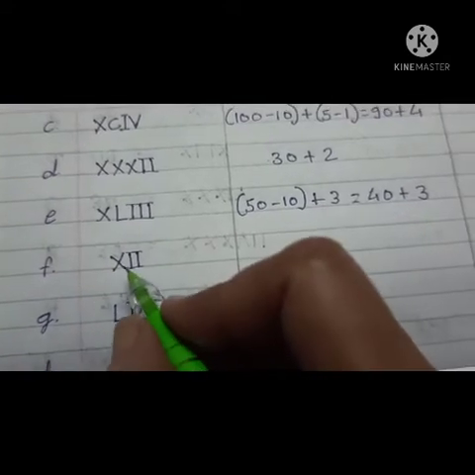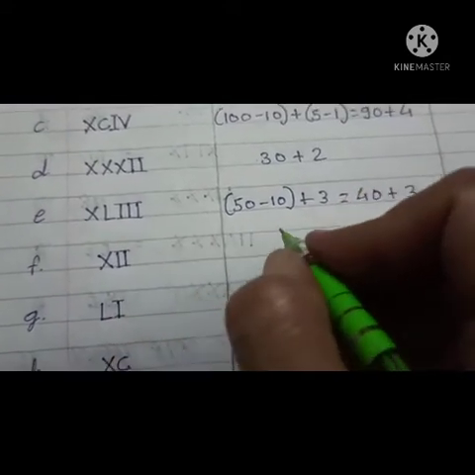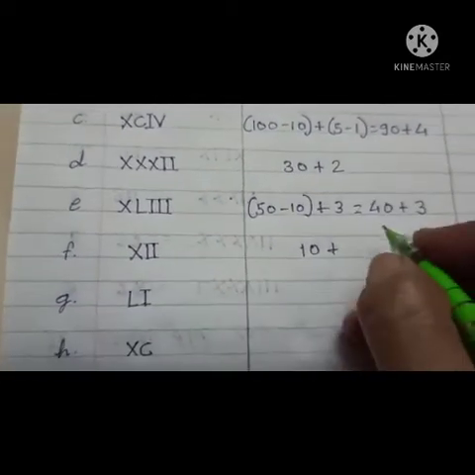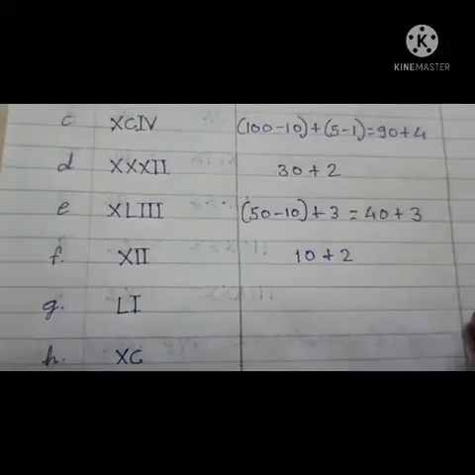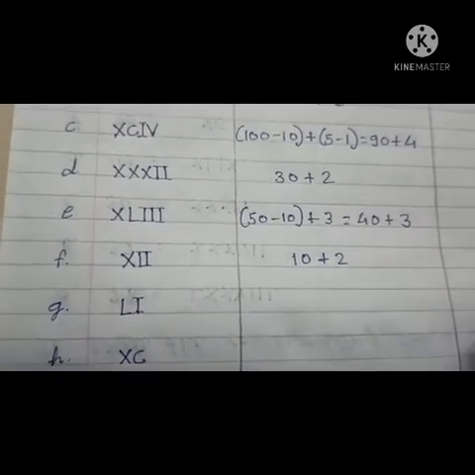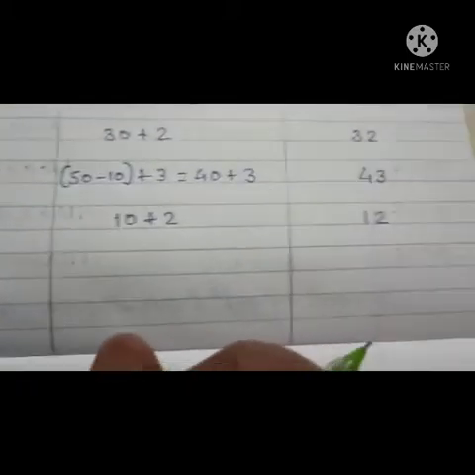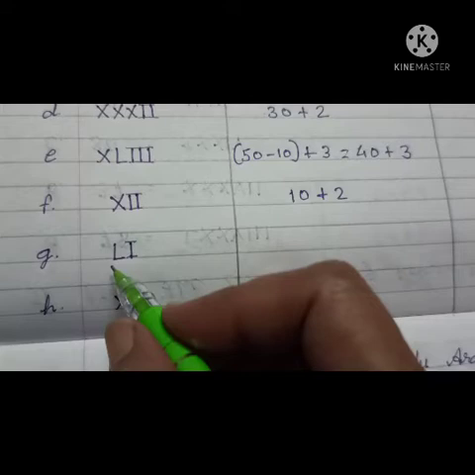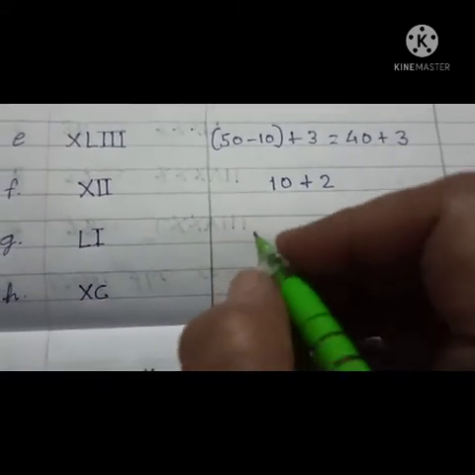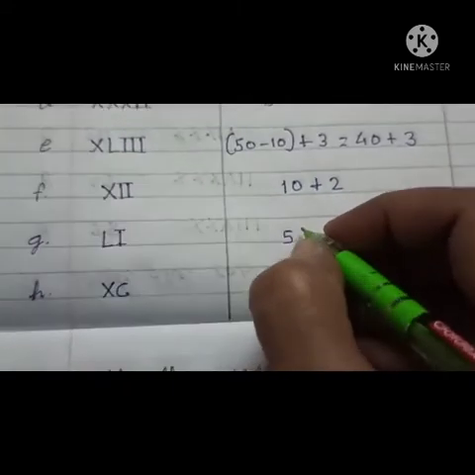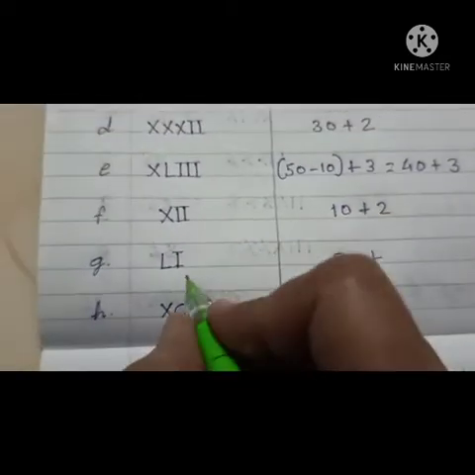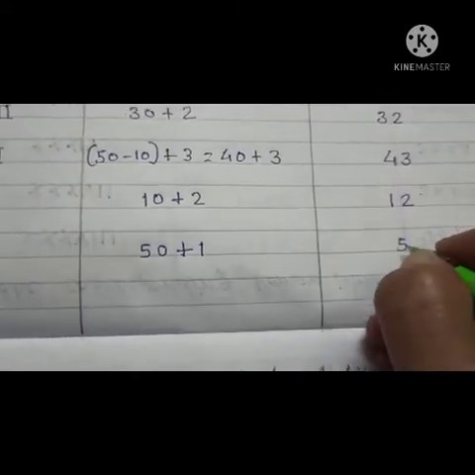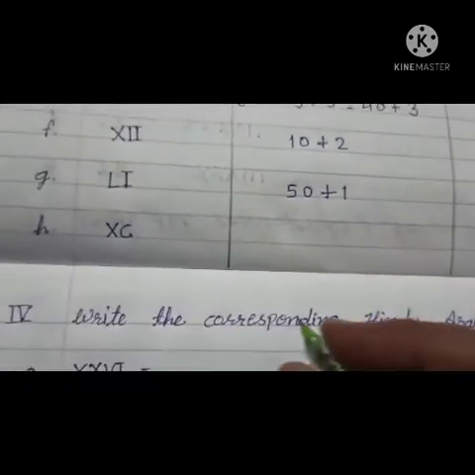Now F. X has a value of 10 and double I has a value of 2. 10, 1 plus 1, 2. That means 10 plus 2, 12. Next G. L has a value of 50. Very simple. 50 plus I has a value of 1. 50 plus 1, 51.